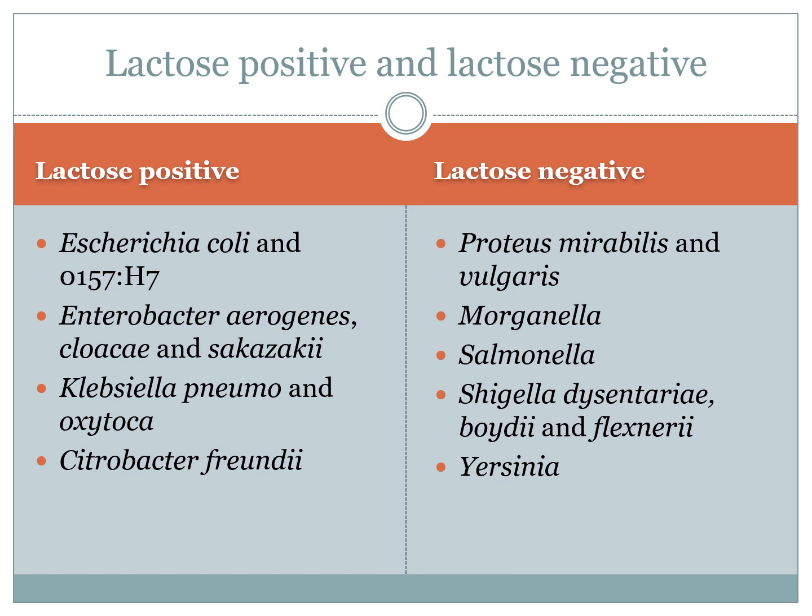Our lactose negative organisms would be Proteus mirabilis and Proteus vulgaris, Morganella, Salmonella, Shigella dysenteriae, boydii, and flexneri, and finally Yersinia. These are all organisms that are going to be colorless on MacConkey agar, or they are going to be clear and colorless on EMB agar.